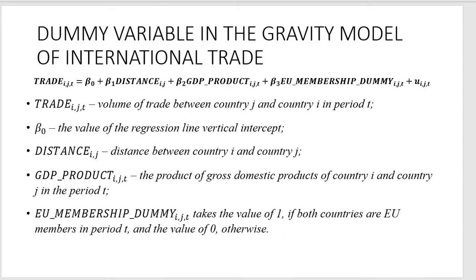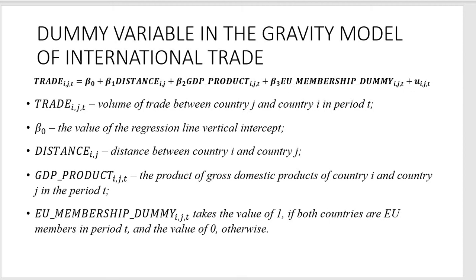So let's start with the effect of European Union membership on the volume of international trade. What you can see here is a very simple version of the gravity model of international trade. Basically, it tells you that the bilateral trade between two countries depends on the geographical distance between two countries and the product of GDP of two countries. I also added a European Union membership dummy. So let's start with interpretation.